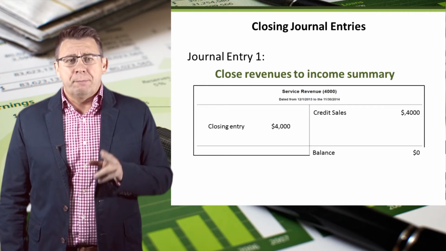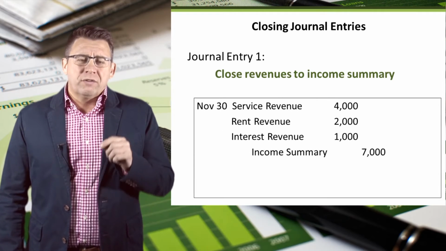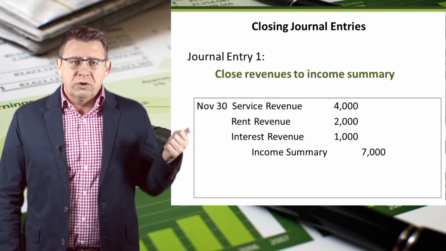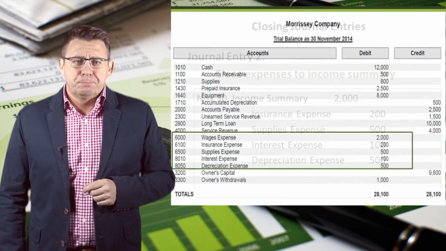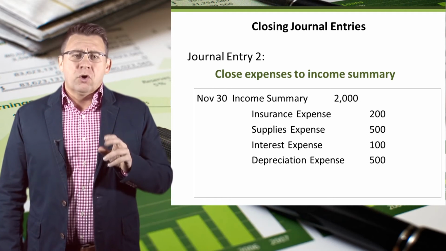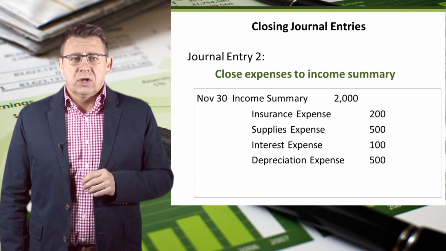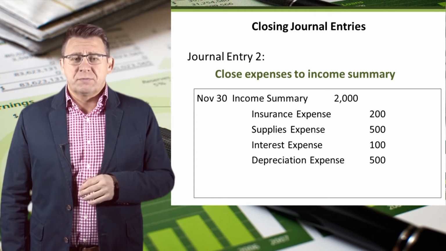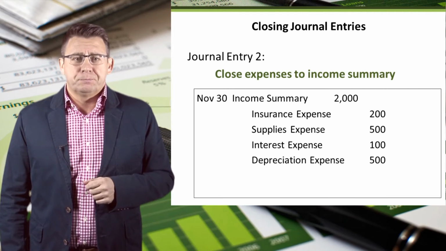After posting this entry, the balance in service revenue account is zero. Note that if we would have had more than one revenue account, like rent revenue and interest revenue, we would have included them in the journal entry like this. Next, we will close our expense accounts. The second journal entry is to close expenses to income summary. We record our expenses separately in the journal entry because each account needs to be zeroed out. You can see that in the example. Income summary will then be debited for the total of the expenses. After posting this journal entry, our expenses will all be zeroed out.